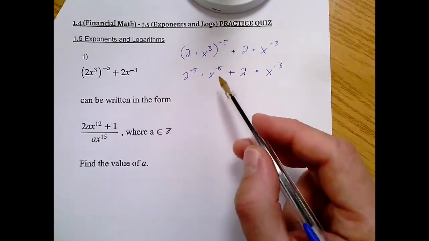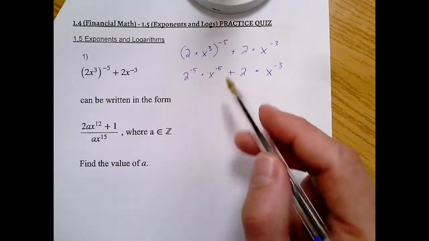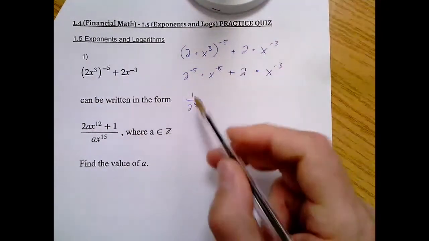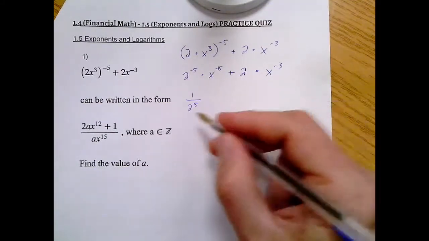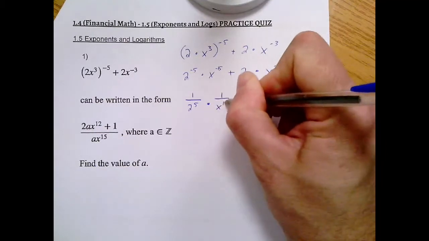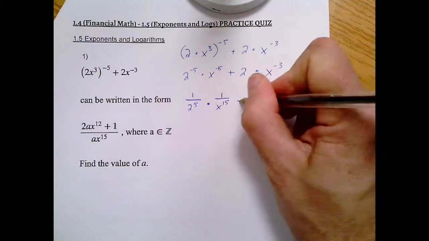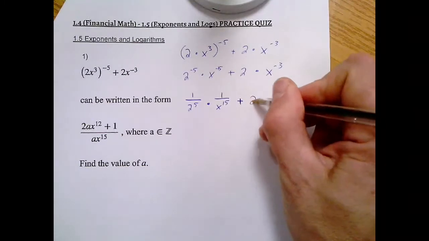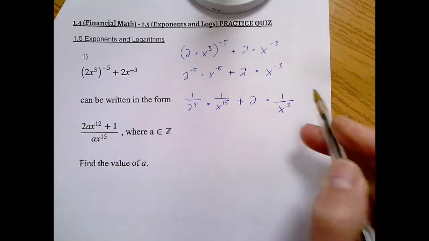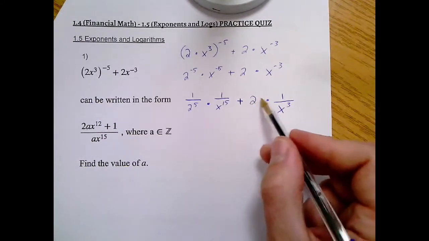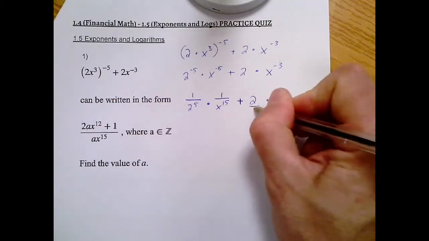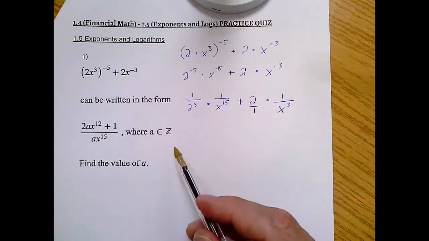Next step, we just think about the reciprocal rule for exponents, and this can be rewritten like that: 1 over 2 to the fifth, 2 raised to the fifth, multiplied by 1 over x raised to the 15th, added to 2 multiplied by 1 over x raised to the third. And at this point, because this 2 is right here and it will be multiplying with this fraction, I do like to represent 2 as a fraction as well. I think it just kind of makes things a little more clear.